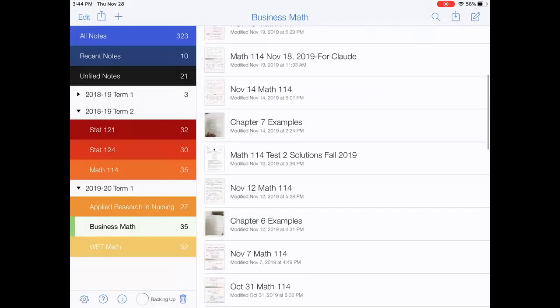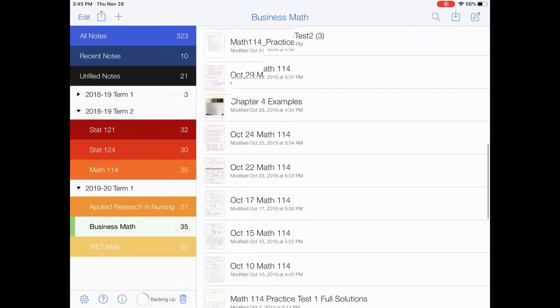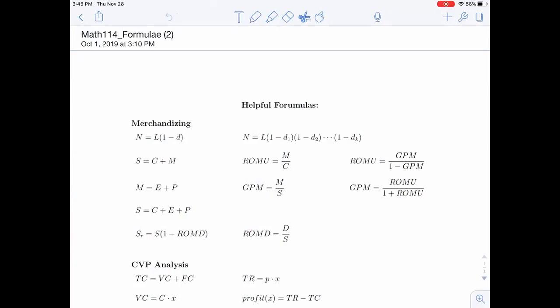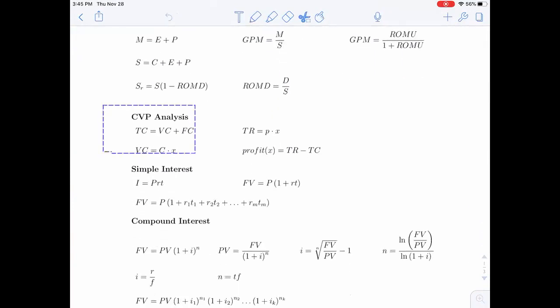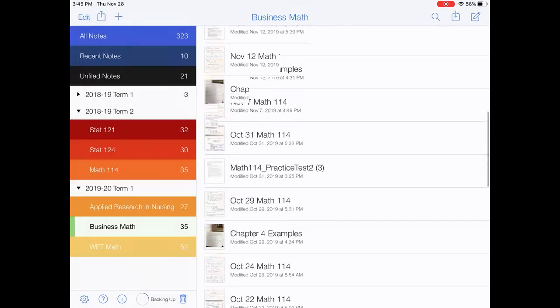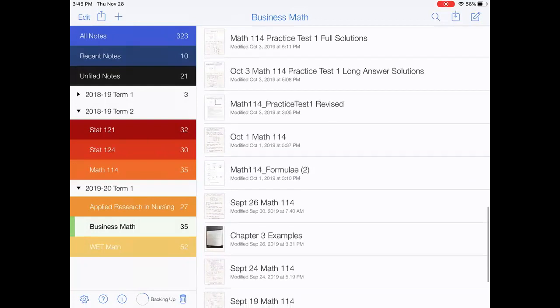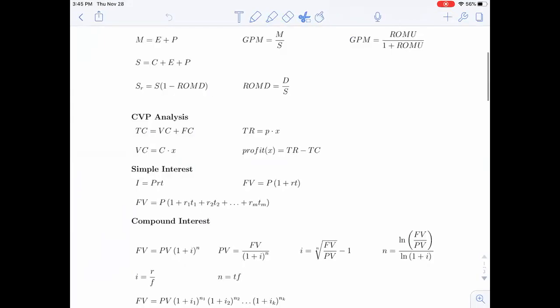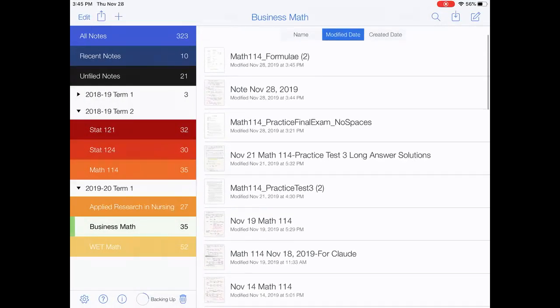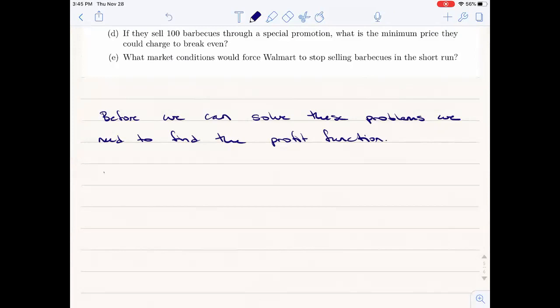Which means, where did it go? Here we're using our profit function section. I'm going to write something on here so that it bumps it to the top. Oops.